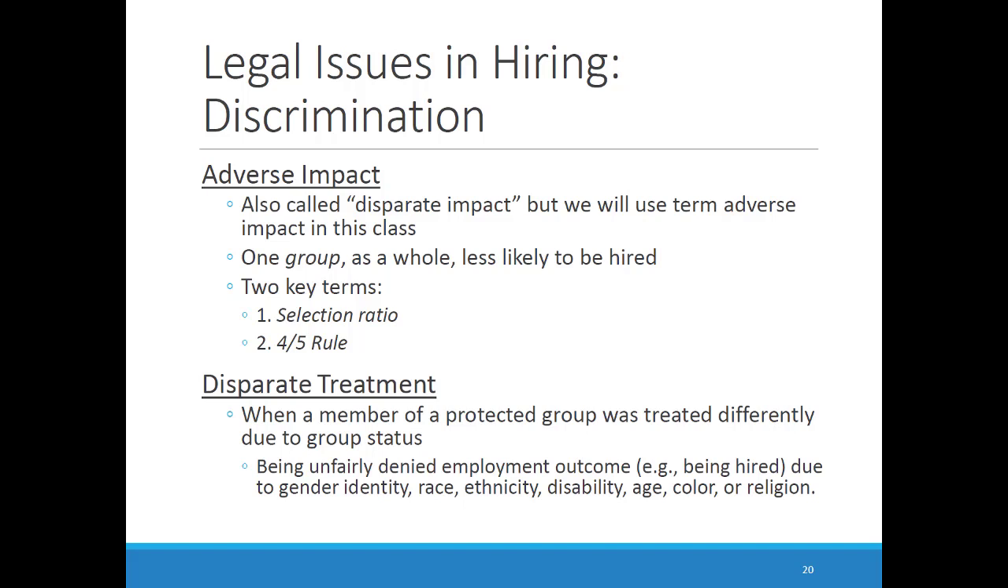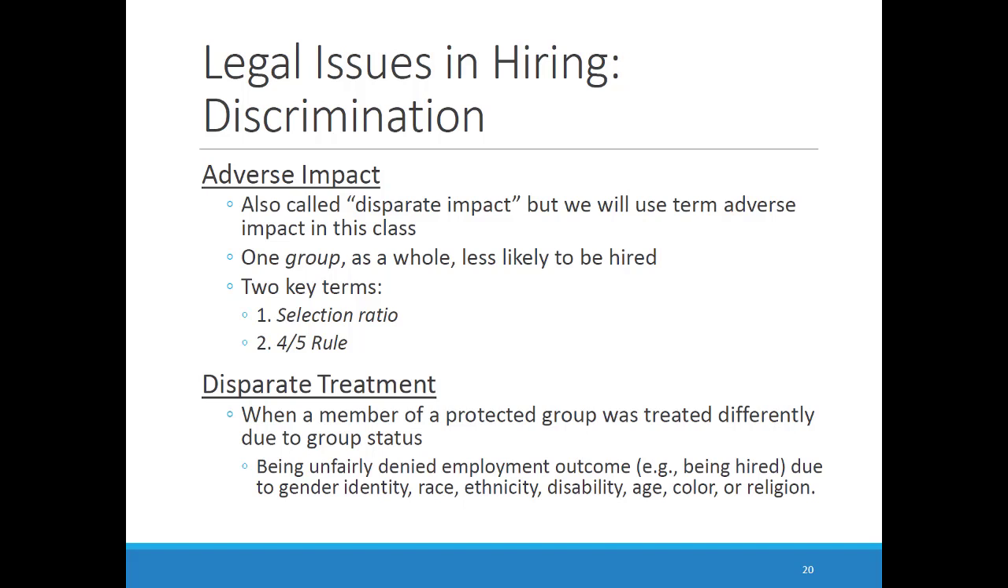Okay, so you may be wondering, how do the courts enforce some of these acts, including the Civil Rights Act of 1964 for organizations? And how do they determine what is discrimination in organizations? And so we're going to talk about two forms of discrimination. The first is called adverse impact. Adverse impact, just so you know, is also sometimes called disparate impact. So if you Google adverse impact, you might see the term disparate impact. To avoid confusion, we are going to use the term adverse impact in this class and focus on that. This is when one group as a whole is less likely to be hired in an organization than another group.